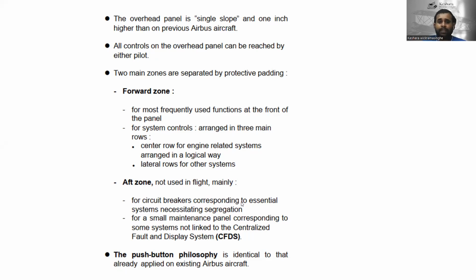For circuit breakers corresponding to essential systems necessitating segregation, and for a small maintenance panel corresponding to some systems not linked to the centralized fault and display system. The push button philosophy is identical to that already applied on existing Airbus aircraft. All right. Okay, that is the end of this lesson.